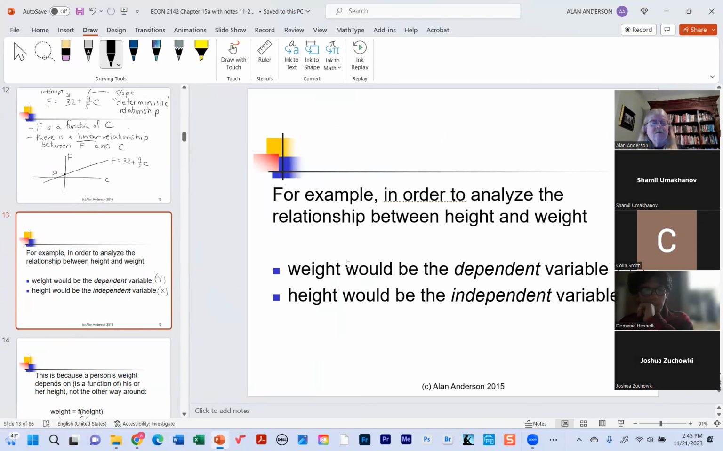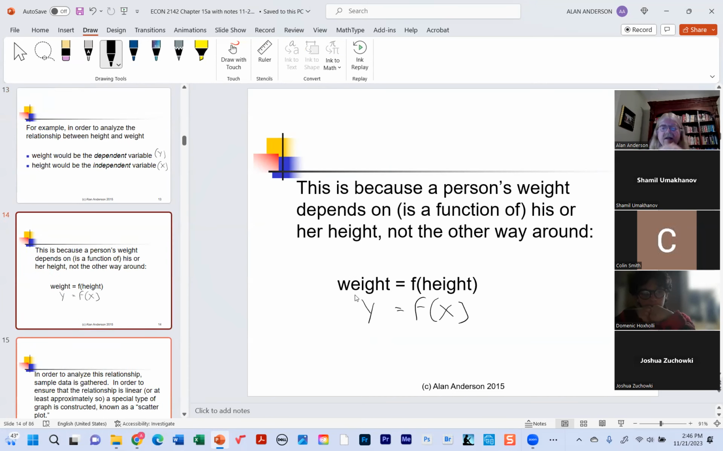Here's another one I thought would be interesting. What if we're doing medical research between heights and weights? Well, the first thing we always ask ourselves is which one is the dependent and which is the independent variable. So logically, our weight should depend on our height, not the other way around. So therefore, weight becomes the y variable, height becomes the independent variable. Write this out more formally as y is a function of x, weight is a function of height.